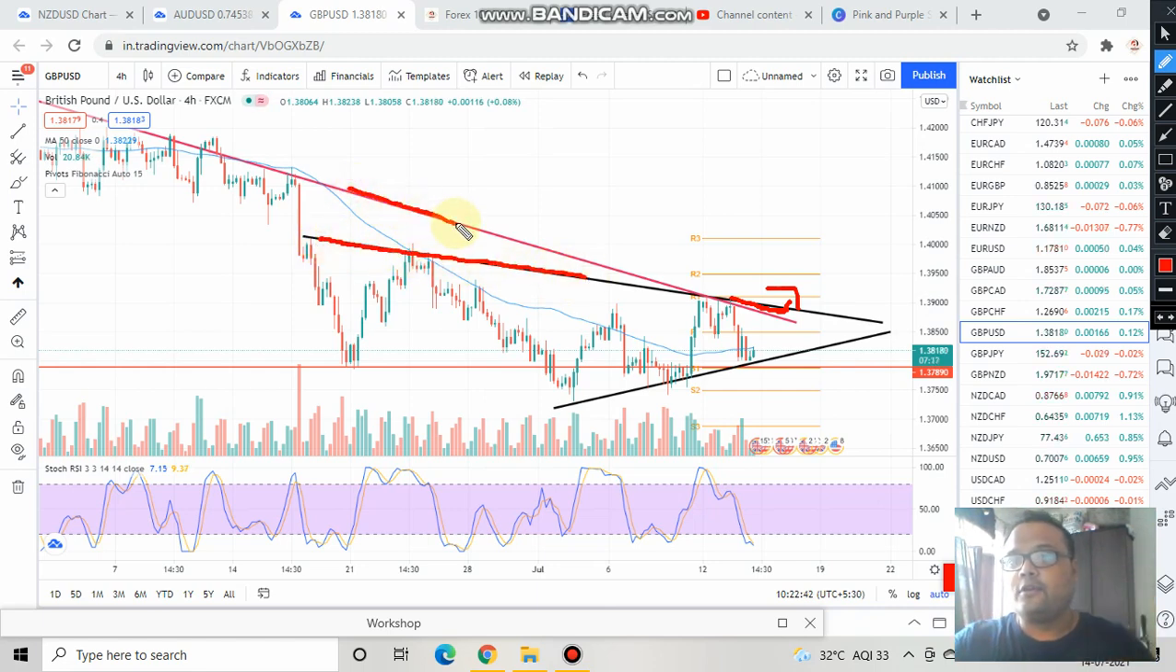Therefore, market will be facing some trouble in crossing this level, because market has got some selling pressure from above. Though this pattern looks like a symmetrical triangle pattern, and in symmetrical triangle pattern there is a possibility that market will be going up, but market will be facing some serious selling pressure here.